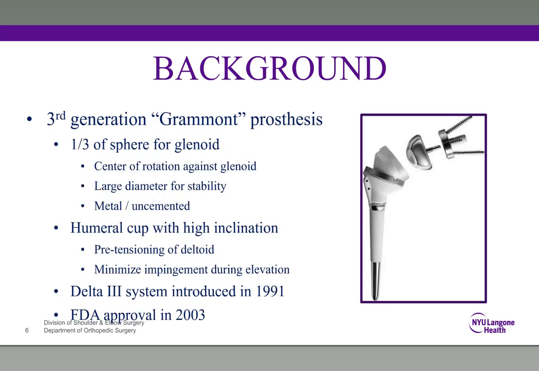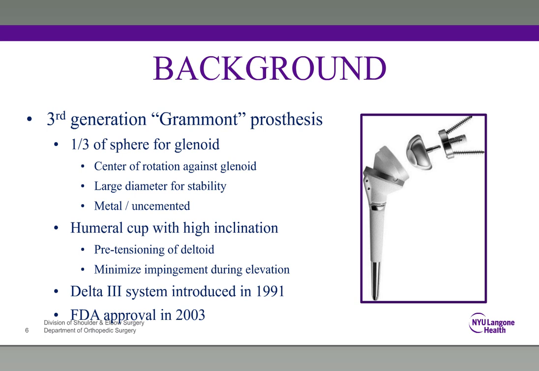Dr. Grammont then went on to design his third generation prosthesis, a third prototype, and this actually worked very well. On the glenoid side, he changed the sphere from two-thirds of a sphere into one-third of a sphere, and what that allowed was that it placed the center of rotation directly against the glenoid surface, thus minimizing the shear forces against the prosthesis. In addition, he used a larger diameter to provide stability to the joint, and then used a metal component that could be inserted and fixed to the glenoid using screws rather than cement.